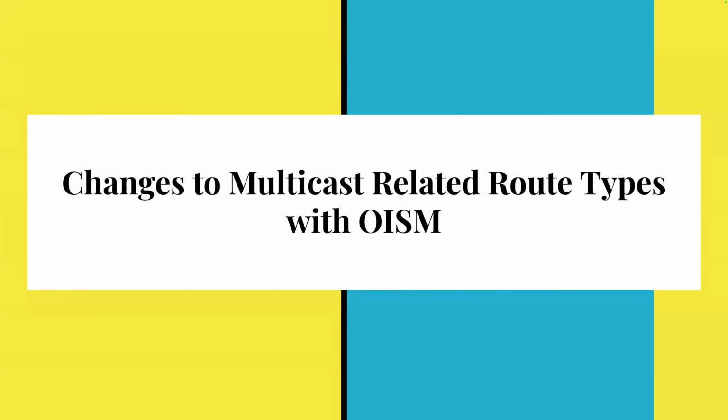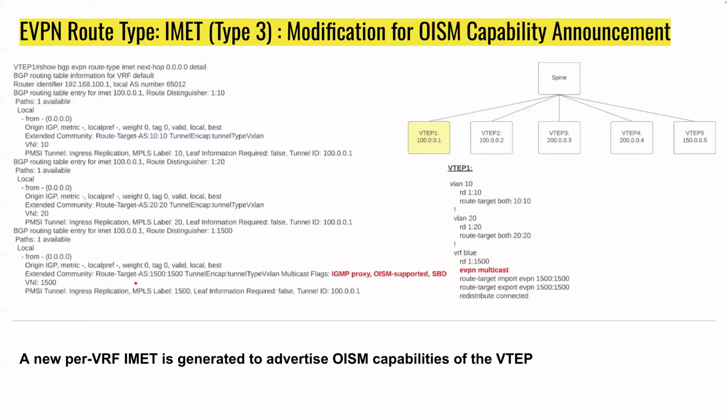All right. Let's move to changes that happen in the multicast routes once we enable OISM. So basically for OISM, the configuration that we saw is the only one required, apart from the usual EVPN VXLAN configuration that is present already. Right. So let's talk about the changes in the IMET.